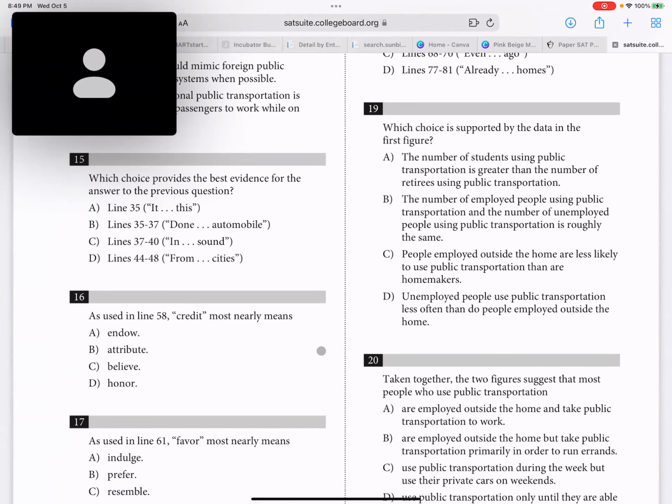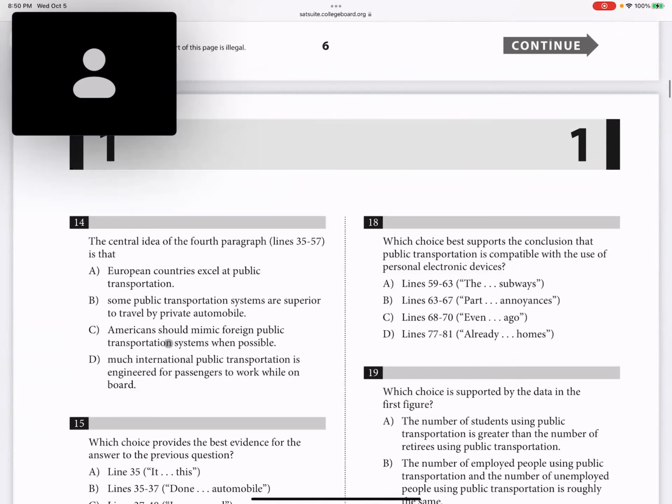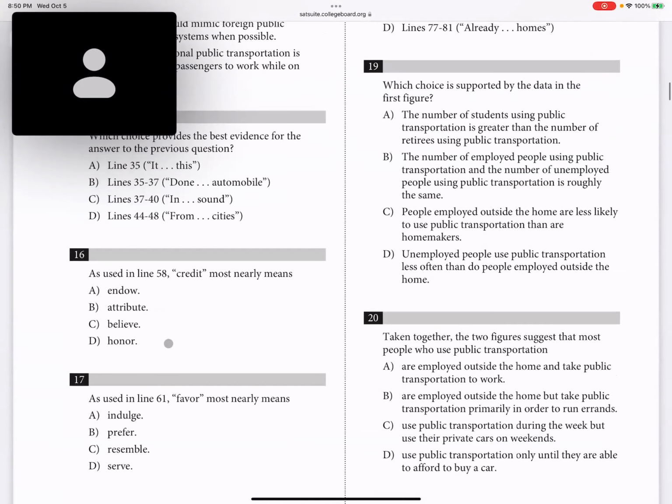People employed outside the home are less likely to use public transportation than our homemakers. This one almost doesn't even make sense, but yeah, definitely not, right? People employed outside the home, we said that's the vast majority. That's 72% of people using public transportation, as you would expect. D, unemployed people use public transportation less often than do people employed outside the home.